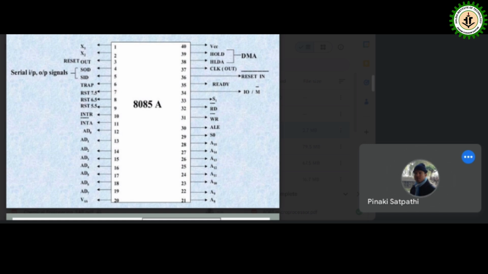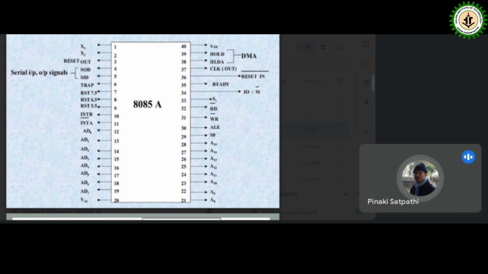So first one is the address bus. The address bus is A8 to A15. They are used to carry the higher byte address, and they are unidirectional. Next one is the address and data bus, that is AD0 to AD7. They are used to carry the lower byte address as well as data. They are bidirectional.